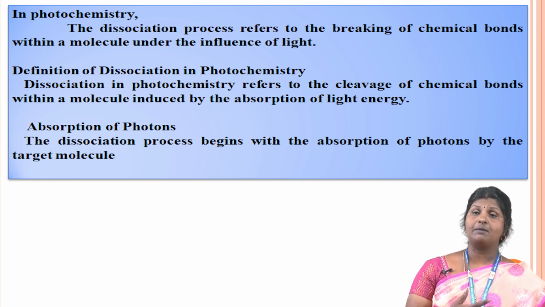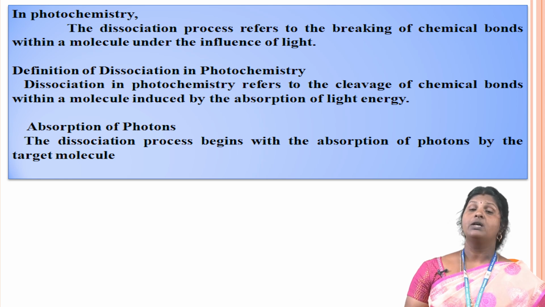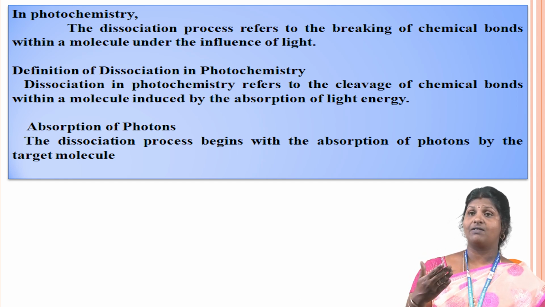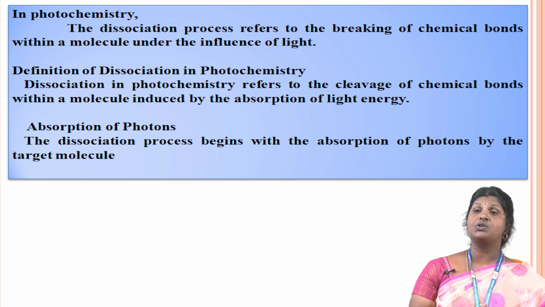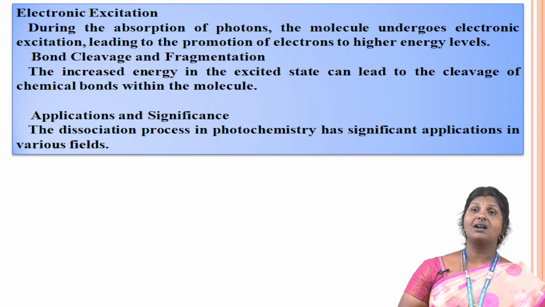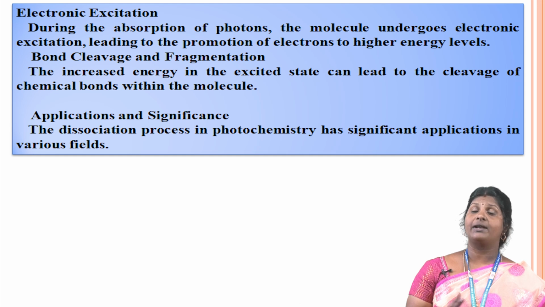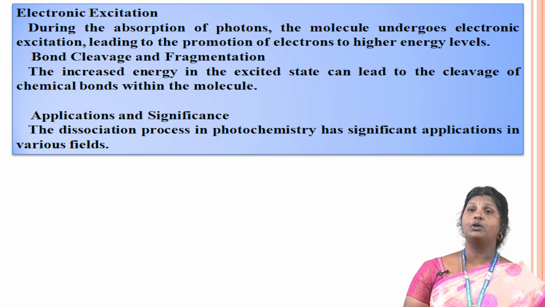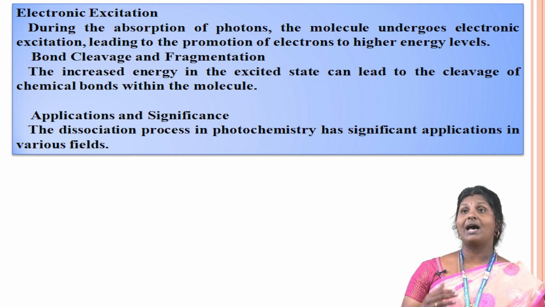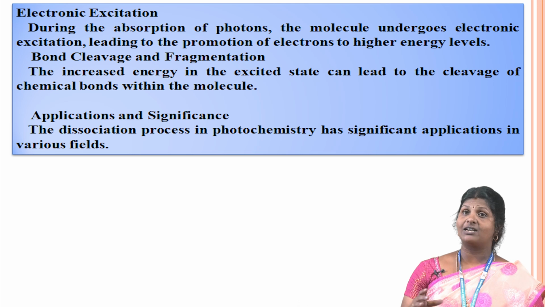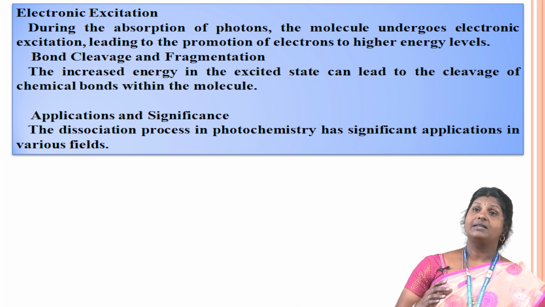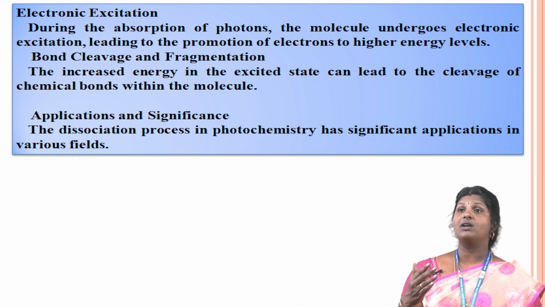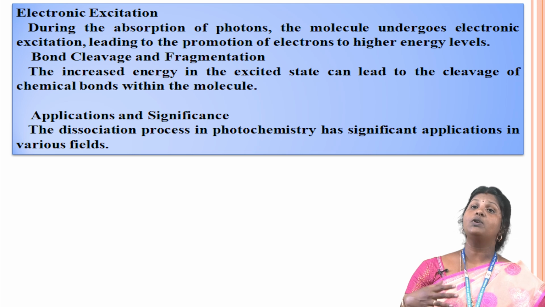Then the absorption of photons. The dissociation process begins with the absorption of photons by the target molecule. These photons typically have energy matching the electronic transition of the molecule, promoting the electron to a higher energy level and initiating the dissociation process. Then electronic excitation. During the absorption of photons, the molecule undergoes electronic excitation, leading to promotion of an electron to a higher energy level. This increased electronic energy can weaken existing chemical bonds, making the molecule prone to dissociate.